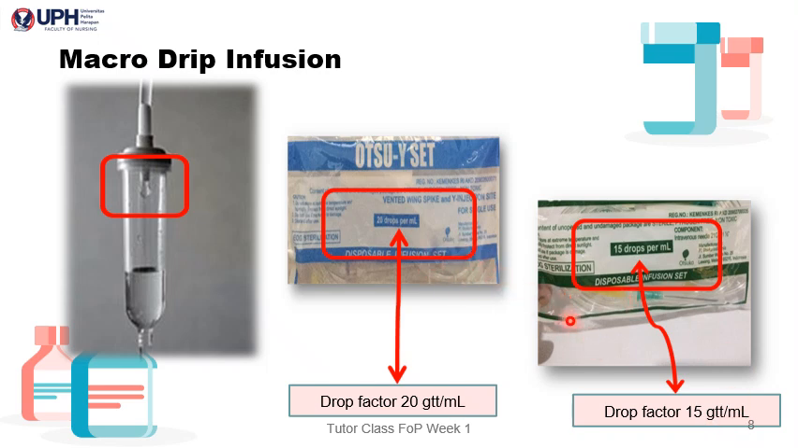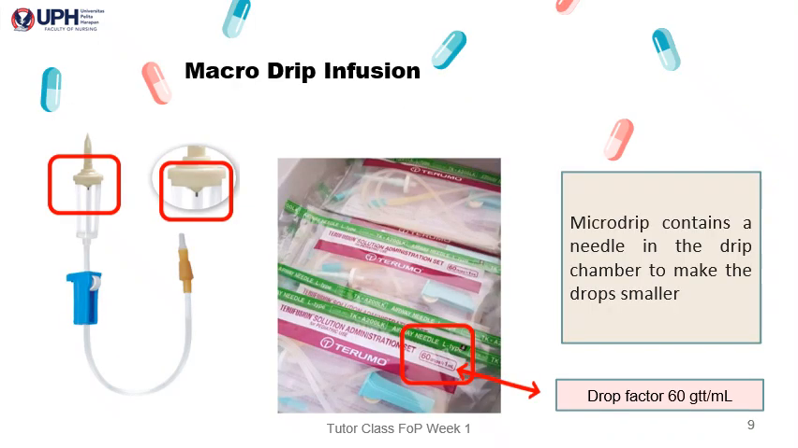So always, all the time, you will read the package and it will be stated there whether this is a macro drip factor or a micro drop factor. So you have to check the drop factor on the chamber, sometimes it's here, and also on the packaging.